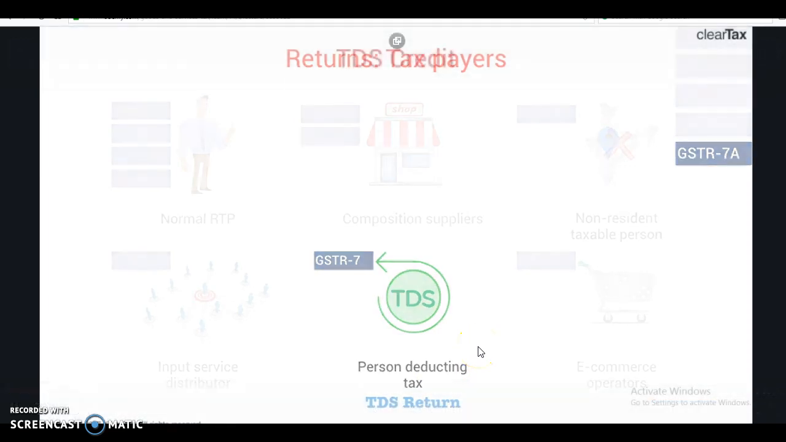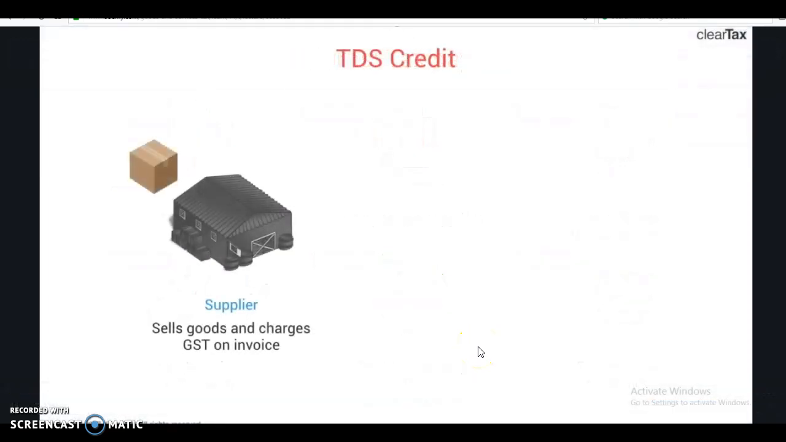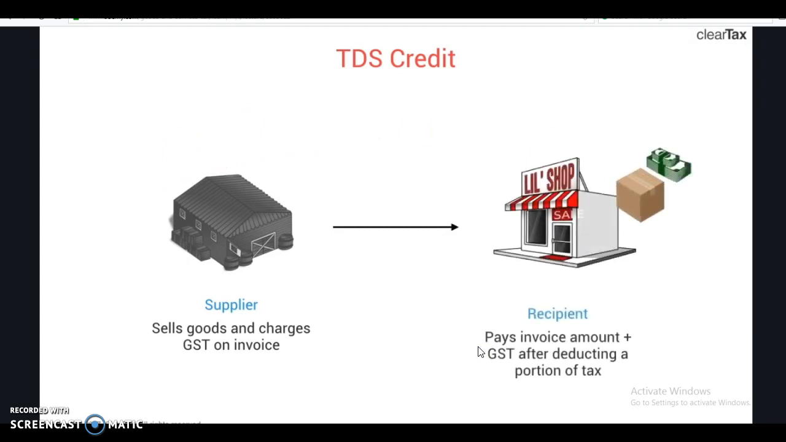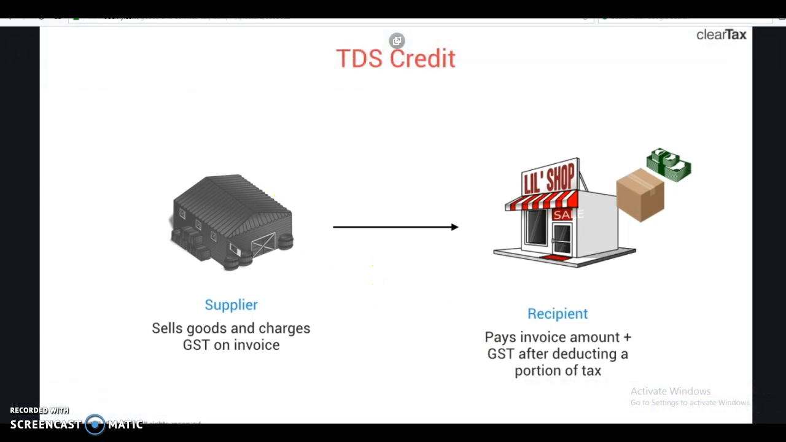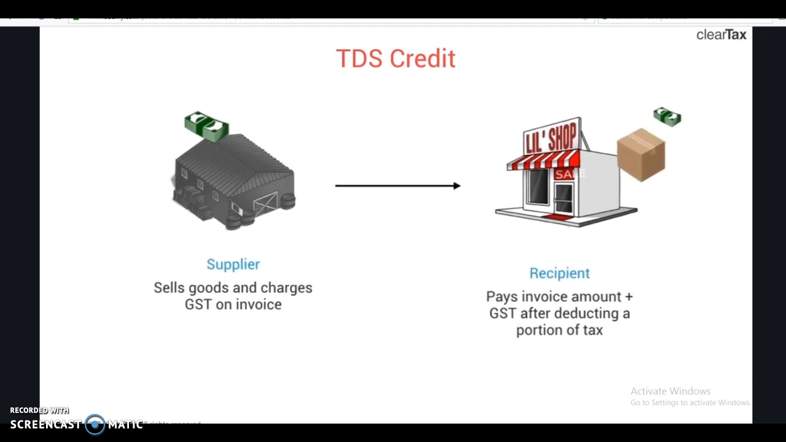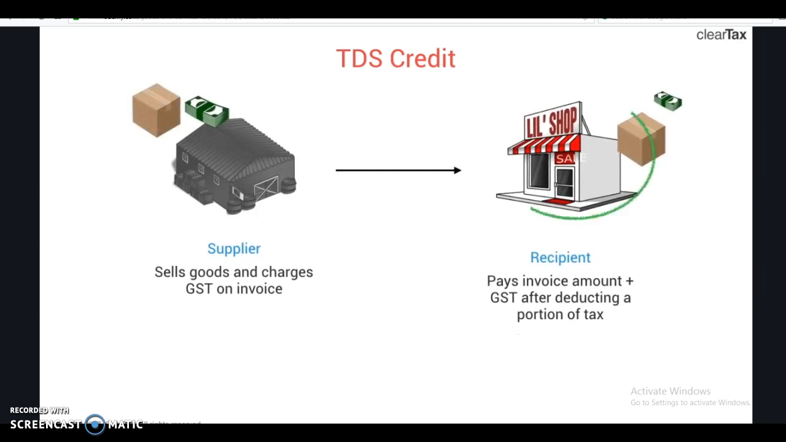Now, you have a supplier and a recipient. Let's check out what the TDS exactly is. The supplier sells goods and charges GST on invoice to the recipient. The recipient pays invoice amount plus GST after deducting a portion of tax to the supplier. That portion of tax is what we are talking about. That portion is called TDS. And the recipient is the person who is deducting tax.